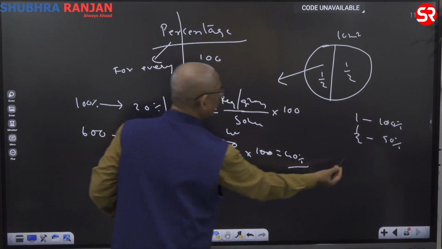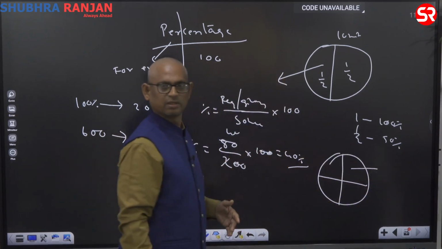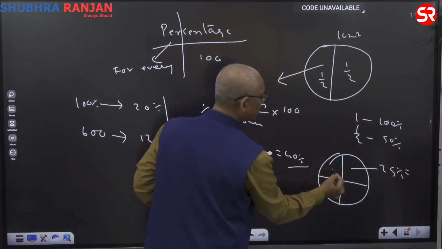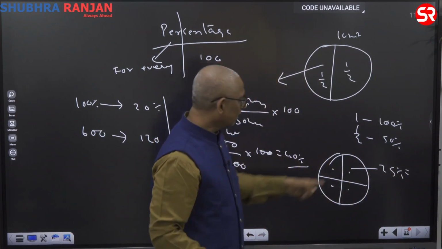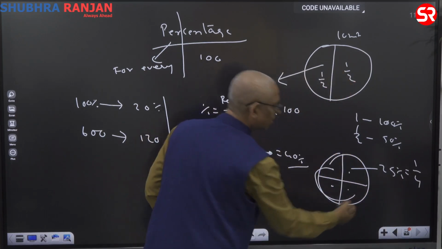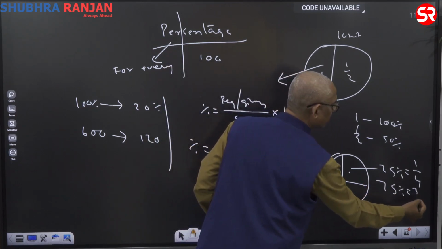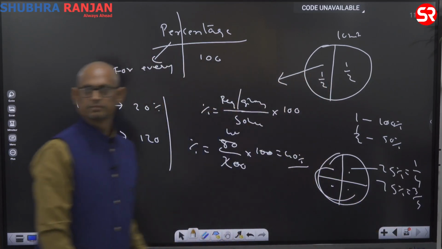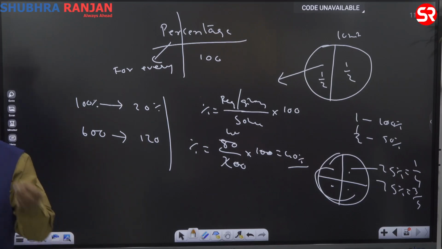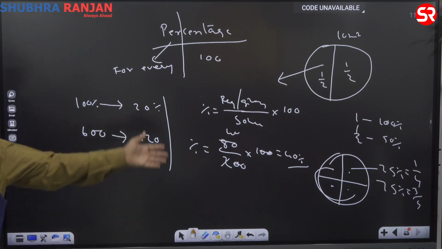Now tell me, what is this percentage? 25%. How many quadrants are there? We are calculating one only. 25% means 1 by 4. What is the remaining? 75%. So that is 3 by 4. So what is 25%? What is 75%? What is 50%? All will come like this only.